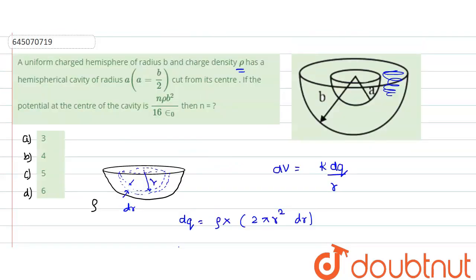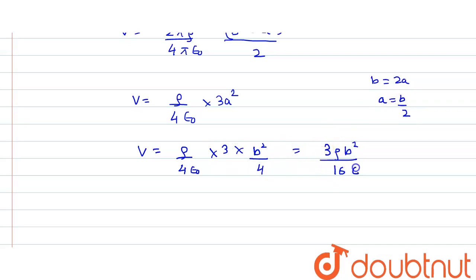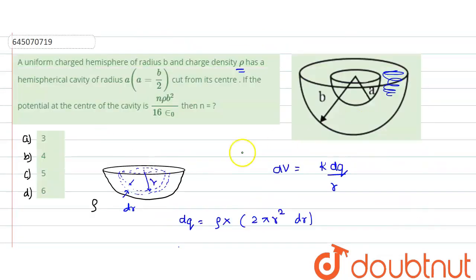Now we need to compare it. In the comparison it is given in terms of b, not in terms of a, so we change a to b. So it would be rho divided by 4 epsilon into 3, where a is equal to b divided by 2, so a square is b square divided by 4. That gives 3 rho b square divided by 16 epsilon. Now if we compare it with n rho b square divided by 16 epsilon naught, we clearly get the value of n equal to 3. This is our answer. The correct option is option A. Hope you understood this solution.